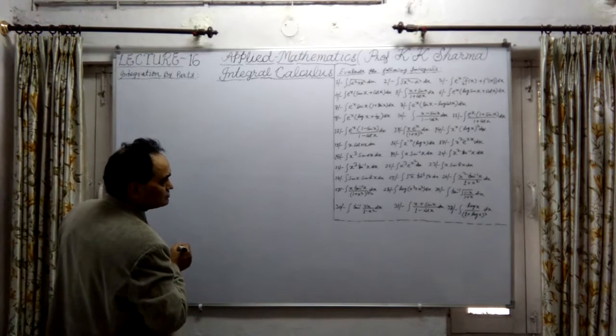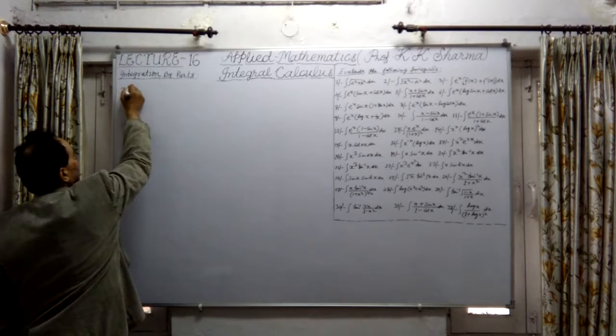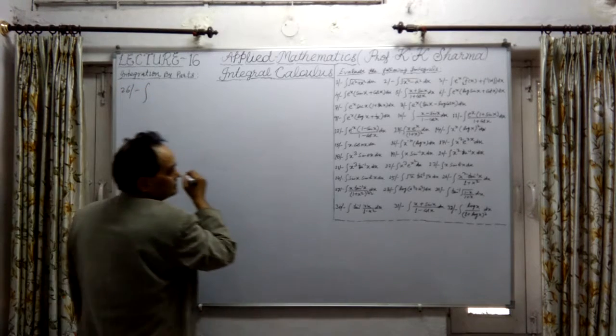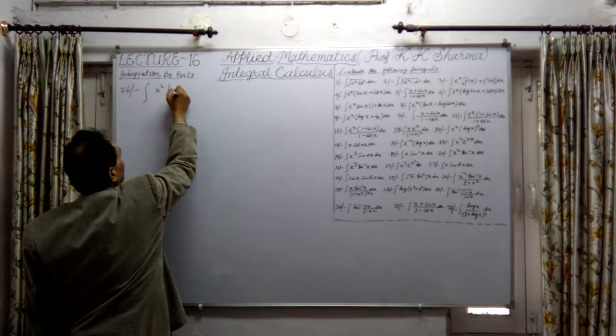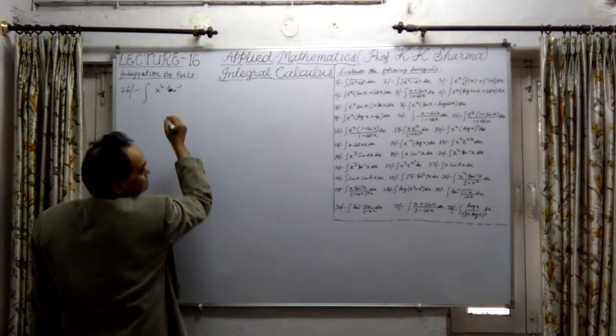Now let me take the next question. This is the 26th question. Question number 26, integration of x square into tan inverse.